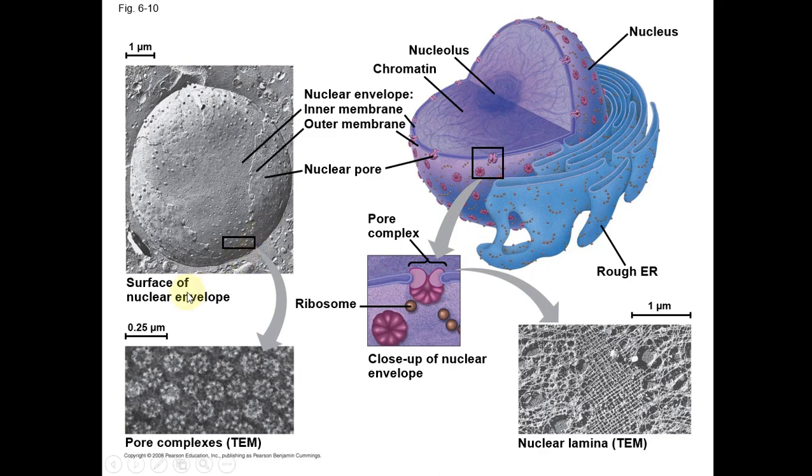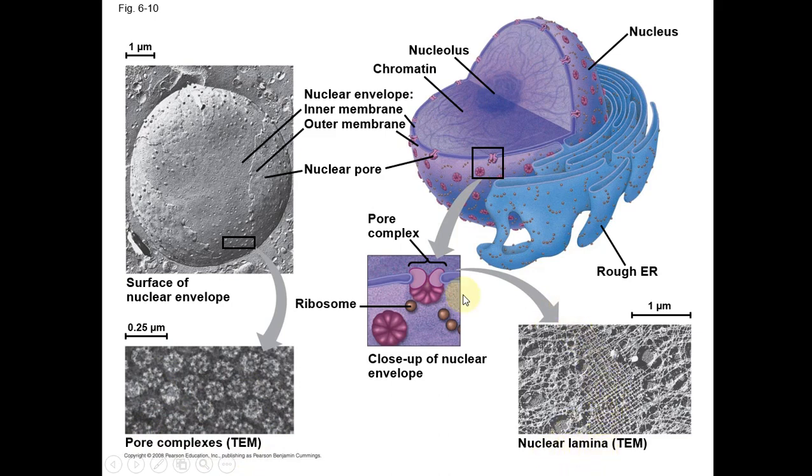Ito naman yung surface of the nuclear envelope. Ano yung ginamit niya dito, class? Pag gumamit ka ng surface, you use SEM or scanning electron microscope. Kung makita nyo, you can see the pores, you can see the ribosomes, mga dot na yan. Ito naman yung TEM. Yung sa TEM, ganyan. So may mga structure. We have another term, nuclear lamina.